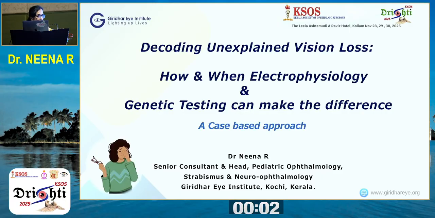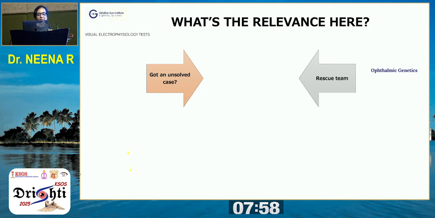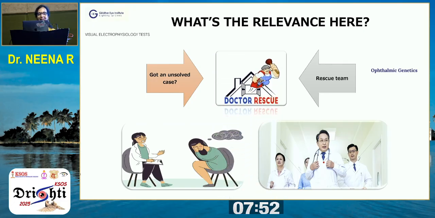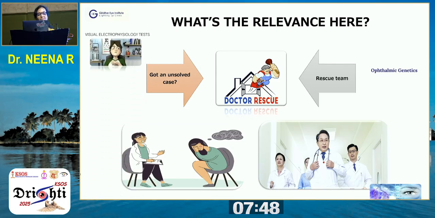Yeah, so I'd like to share my experience, how and when electrophysiology and genetic tests have made the difference in my practice. The relevance is when you have an unsolved case, you use these tools of electrophysiology and then genetic tests, and please take help of your colleagues also, because more than one brain does help you here.